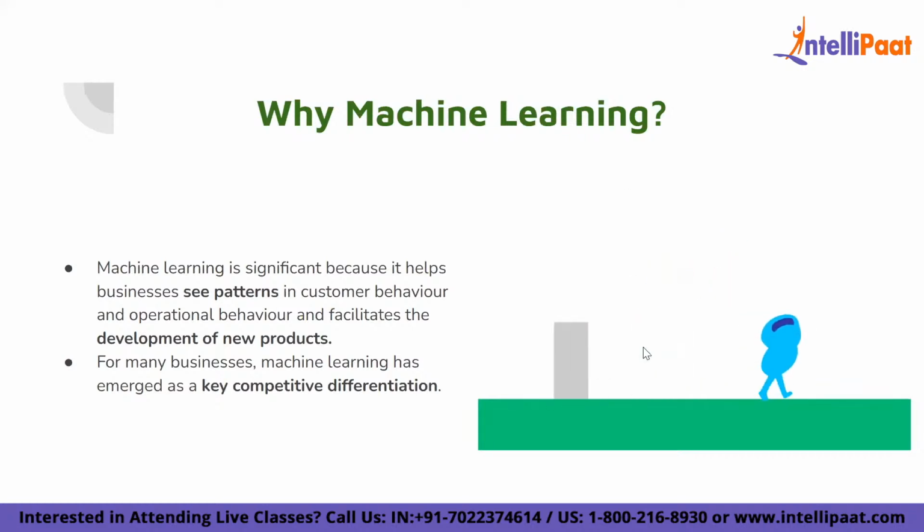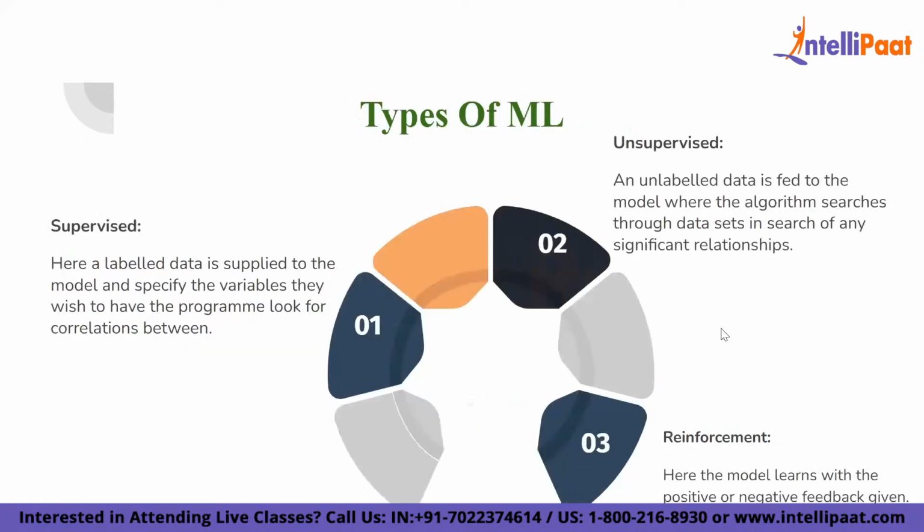And let me show you the types of machine learning. Okay, let me show you the types of machine learning now. So we majorly have three types of machine learning. The first one will be supervised, unsupervised, and the reinforcement. Now, they're all different. I'll tell you how.